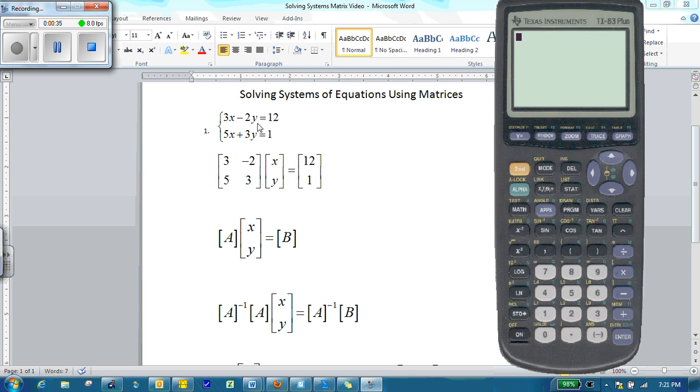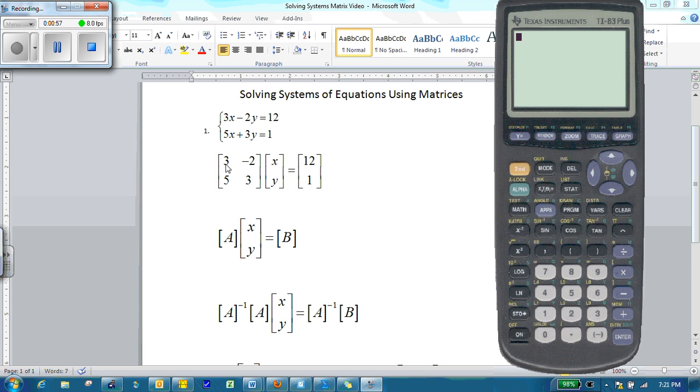First thing we need to be able to do is see how we can write this system as an equation of matrices. And so here we have a matrix times the variable matrix equals the constants. So this matrix of coefficients, 3, -2, 5, and 3, multiplied times the variables x, y would give us the left side of our system.